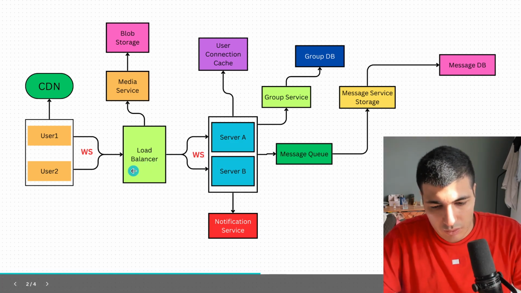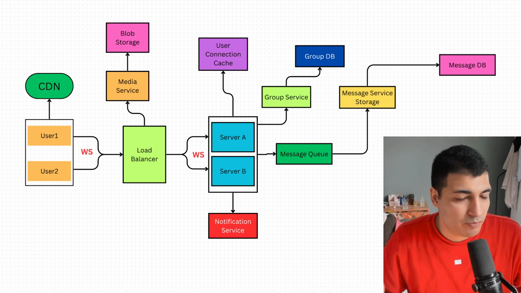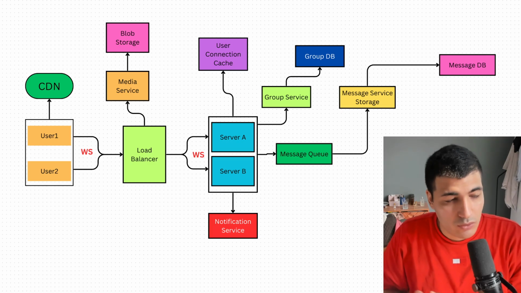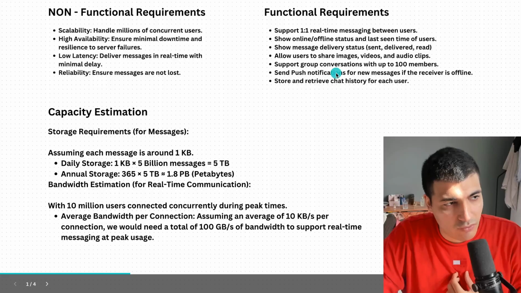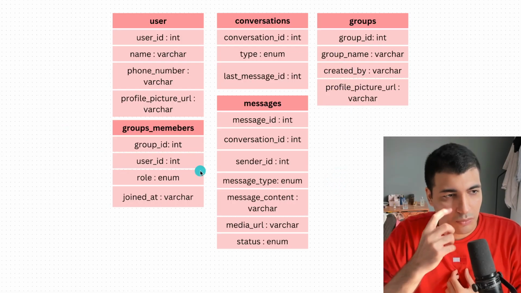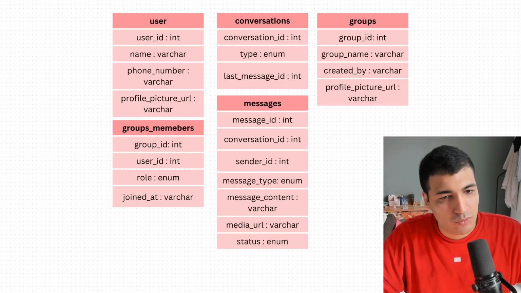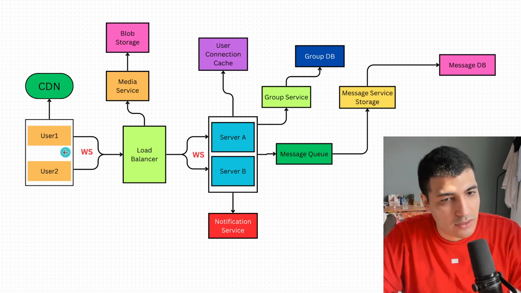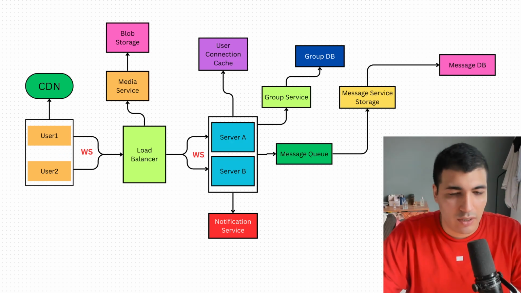If you're new to this channel, we created a series that talks about designing WhatsApp in system design. We started with the high level design, as you can see. We had the functional requirements, non-functional requirements. Then we went to the database schema design. After that, we talked about what type of protocols we use, because we're using WebSockets. We did create a video about why using WebSockets was a good idea.